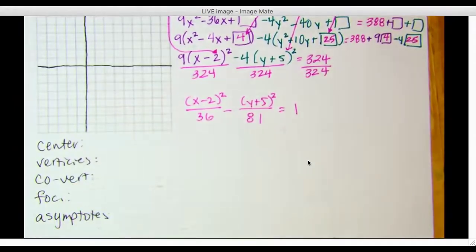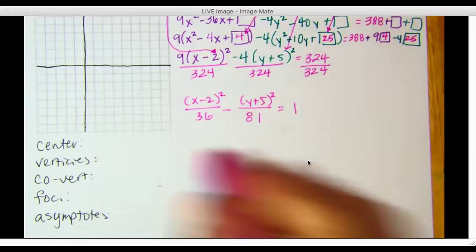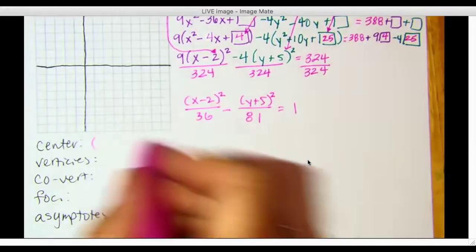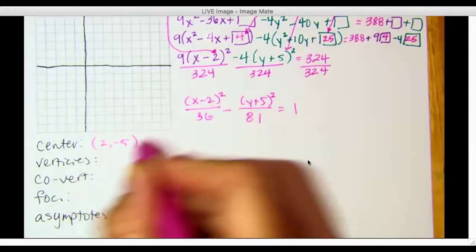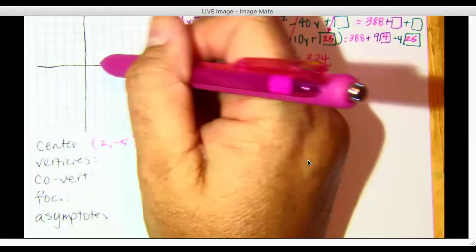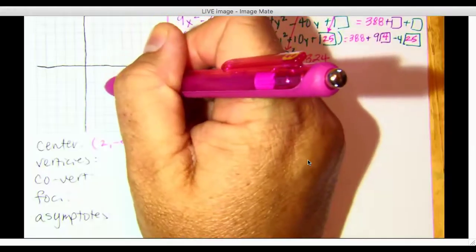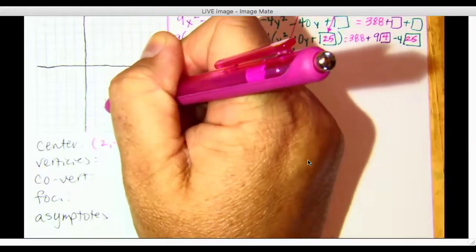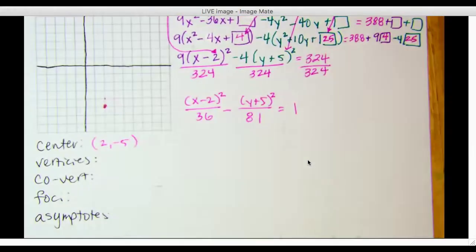Okay, so we want to find all of those pieces. From my equation, I can see my center. It's at 2, -5. Remember, h is always with the x and k is always with the y. And so let's go ahead and plot that point, 2, -5. Okay, there's my center there.